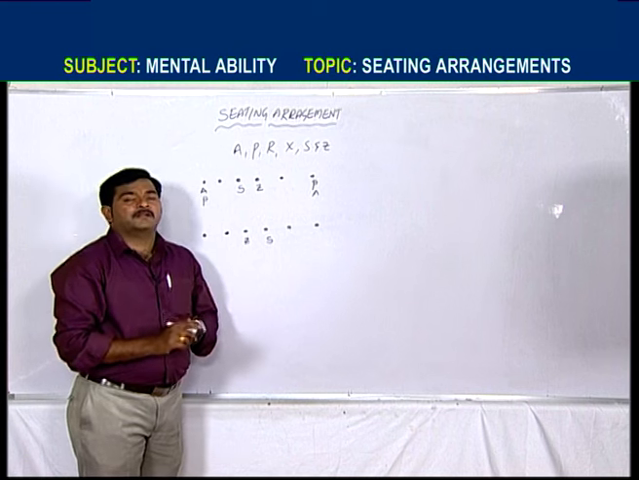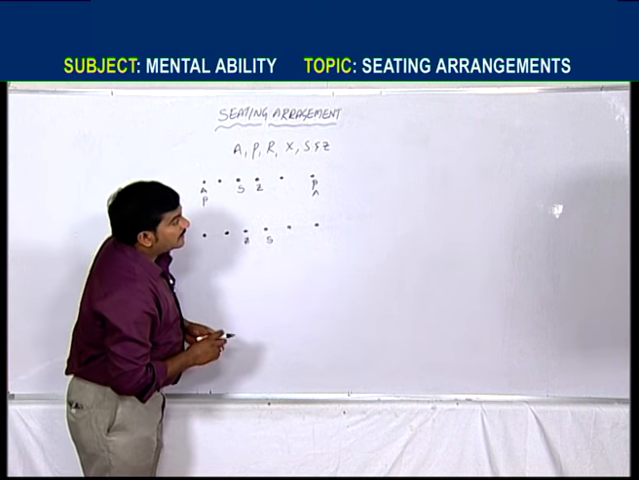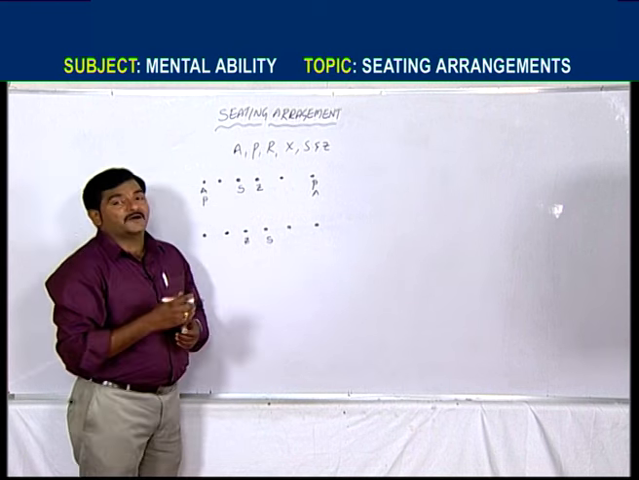The next condition is: R is sitting to the left of A. See the given condition. For example, assume that A is sitting here. If A is sitting here, R must be to the left of A. But if A is sitting here, is it possible to arrange R to the left of A? It is not possible. That's why simply we can say, here A should not be there.